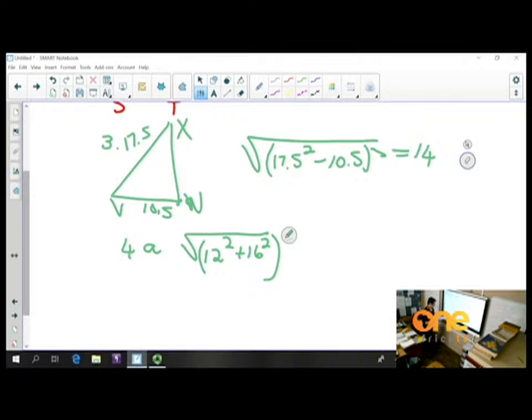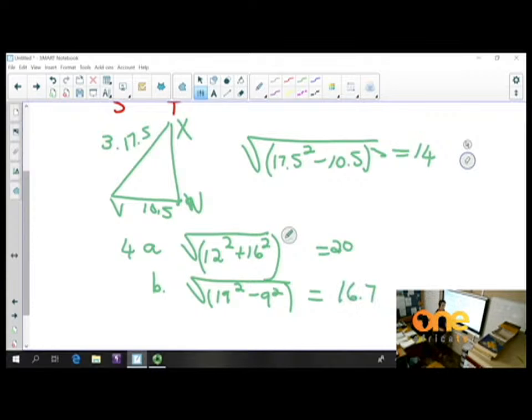So on our calculators: square root, brackets, 12 squared plus 16 squared, close, is equal to, and this one's answer, x is 20. The next one, number B, now I'm going to subtract because I want the other side. So it will be 19 squared minus 9 squared. So it's the square root of 19 squared minus 9 squared, close, is equal to, and I have 16.3.